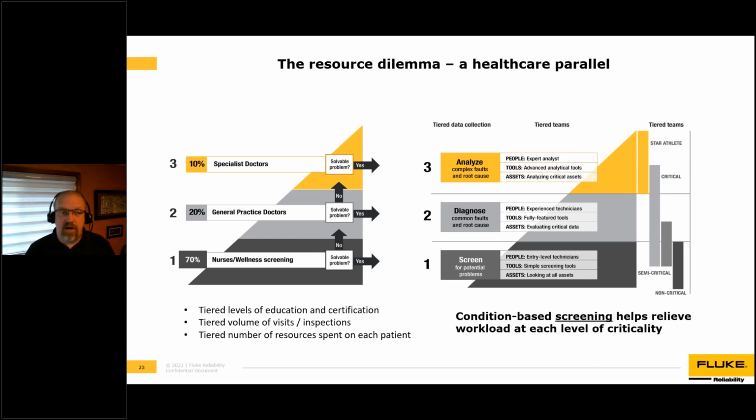Similarly, in condition monitoring, we can use condition-based screening to help reduce predictive maintenance workloads. If we screen our equipment, we don't waste our resources analyzing healthy machines. That gives us more time to diagnose, to see what is really going on with an asset, using advanced analytical tools for a deeper look. And finally, we have to analyze. We utilize our expert analysts to determine the nature of machinery faults and to help with root cause analysis on critical assets.